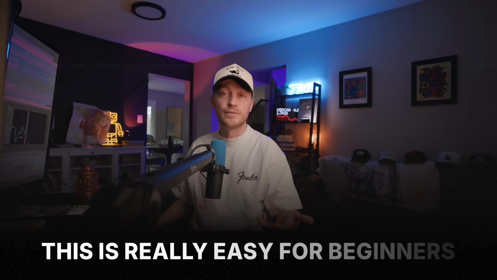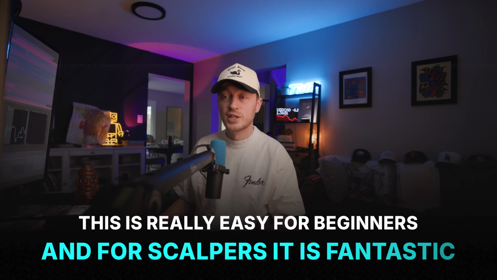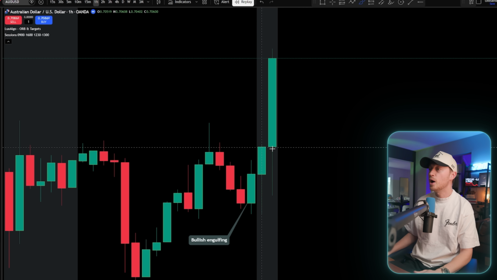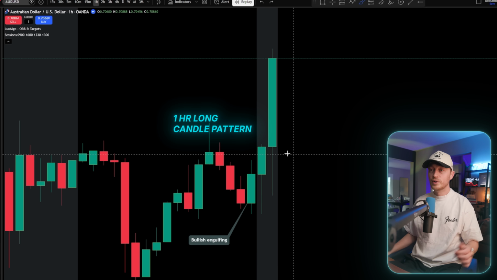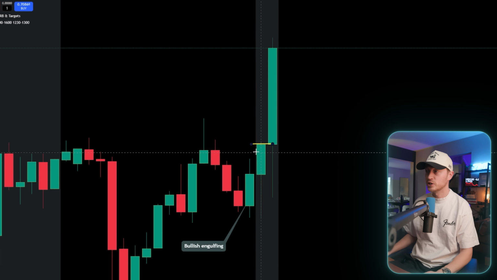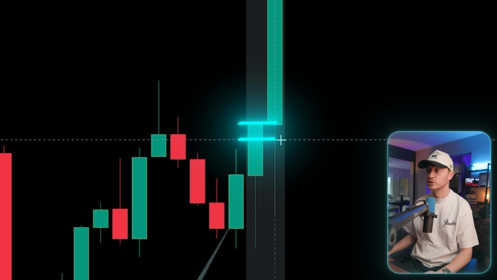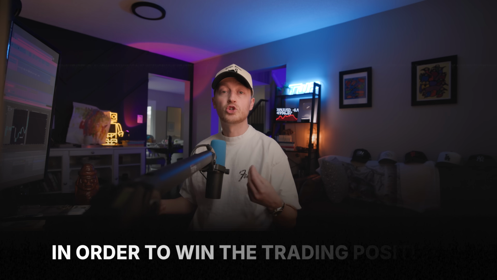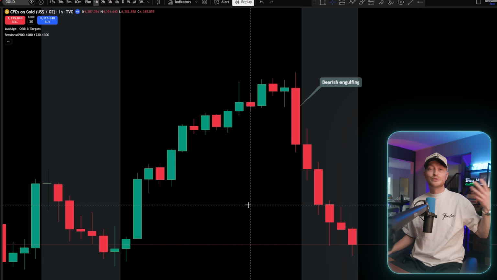This is really easy for beginners, and for scalpers, it's fantastic because these are hour-long candles here. We really only need to pick up just a small amount of this green candle in order to win the trading position. And the same goes for sell trades.